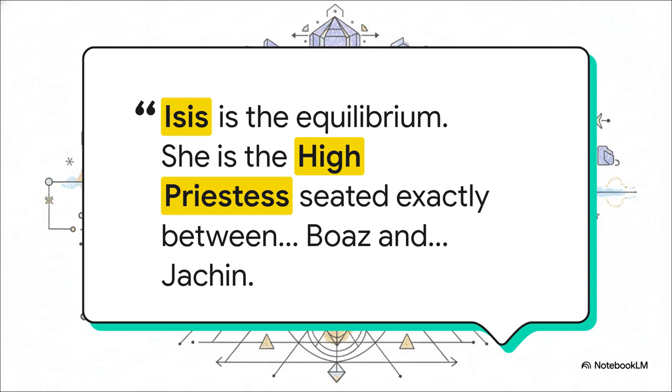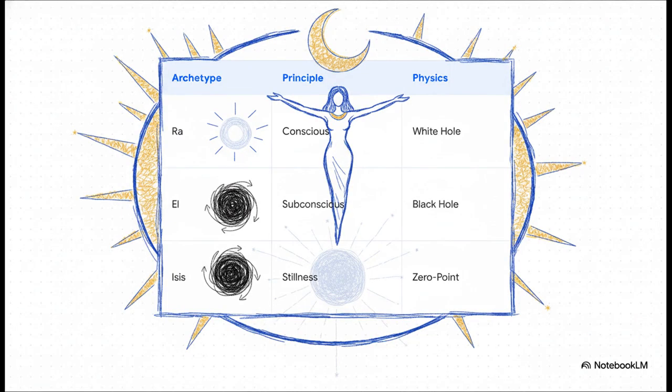Representing the High Priestess Tarot card. She is positioned exactly, and I mean exactly, between the masculine, radiating pillar of Boaz and the feminine, receptive pillar of Jachin. She is the sovereign observer. It's the ultimate alchemical marriage of the conscious and subconscious, residing at the absolute dead center, the 0 point of the mental torus.